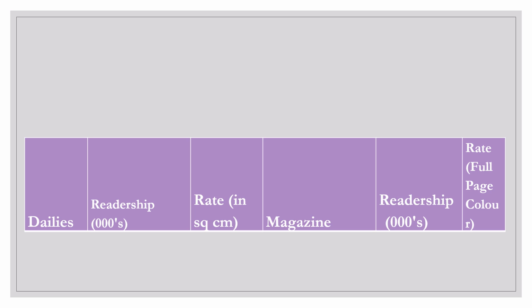So our header carries dailies, which simply means newspapers, readership in thousands, which means that the figure that is given, you need to add 3 zeros to it. Rate in centimeters, therefore rate is in square centimeters for newspapers. Our next vehicle is the magazine. Again, the readership is given in thousands and the rate is given for a full page colored ad.